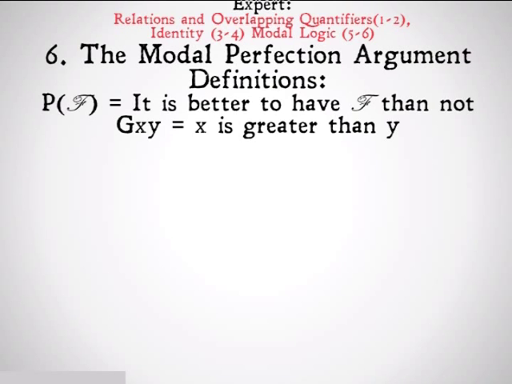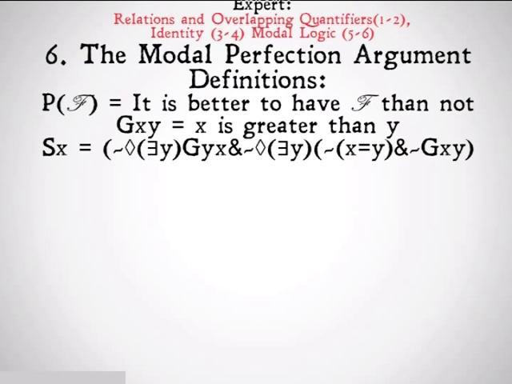Gxy, x is greater than y. And Sx, x is S. S is supreme. And what that's going to translate out to in terms of the relation Gxy is, it's not the case that it's possible that there exists a y such that y bears relation G to x, and it's not the case that it's possible that there exists a y such that it's not the case that x is identical to y, and it's not the case that x bears relation G to y.